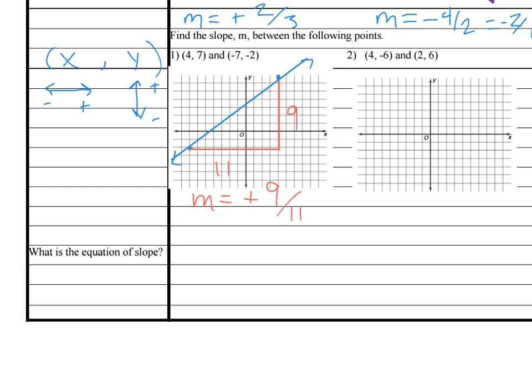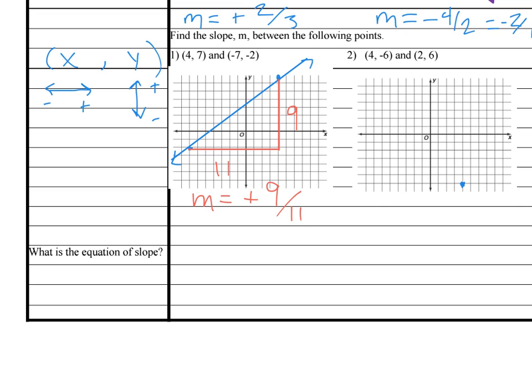Next one, (4, -6), start at the origin, and 4 is where the x is. It's positive, so I go right 4, 1, 2, 3, 4, and then I go down 6 because the y tells me up or down, and it's negative, so I go down 1, 2, 3, 4, 5, 6. So right here.